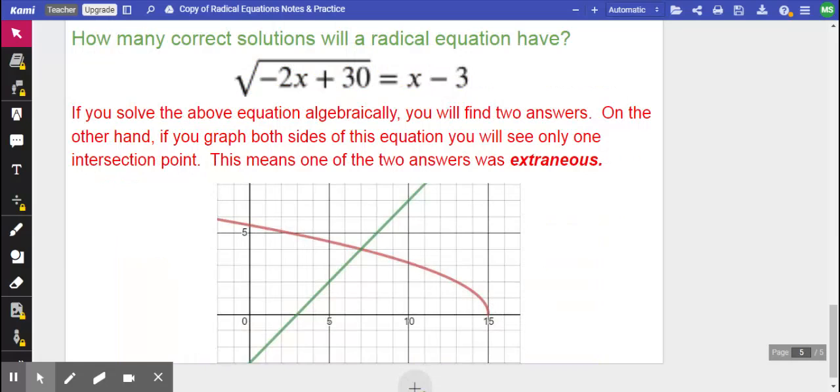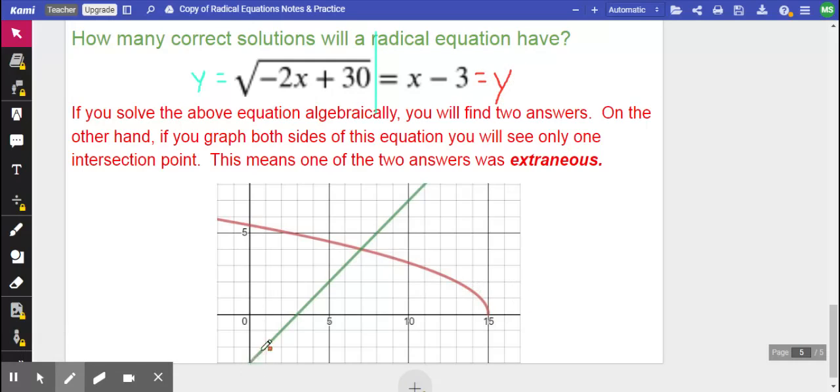So we're going to be talking about how to solve an equation like this algebraically a little bit later on. But if you were to follow those steps, you would find that there are two answers for x. Now, one of those two answers is going to be 7, because if we were to graph our square root part, it would basically be y equals the square root of -2x plus 30, and you'd graph that part as a separate thing. And then you would graph x minus 3 equals y as its own separate thing.